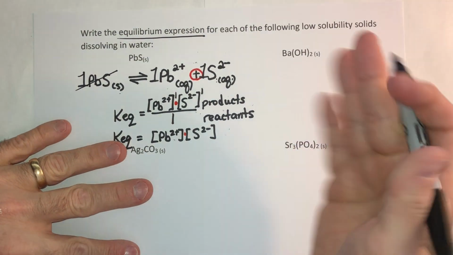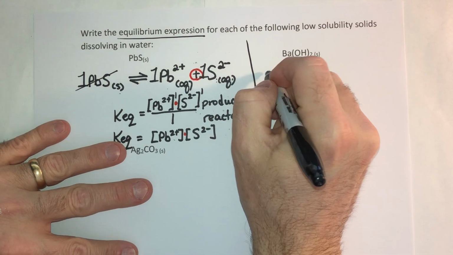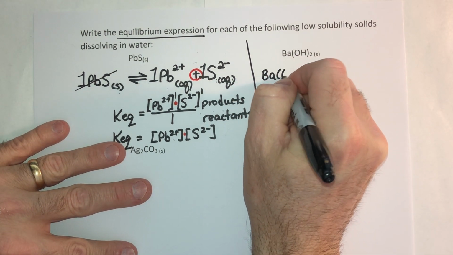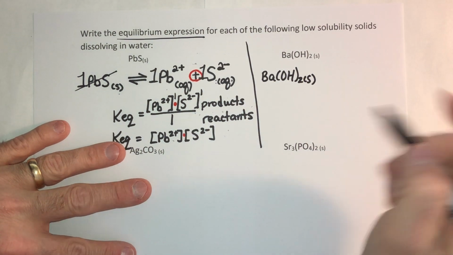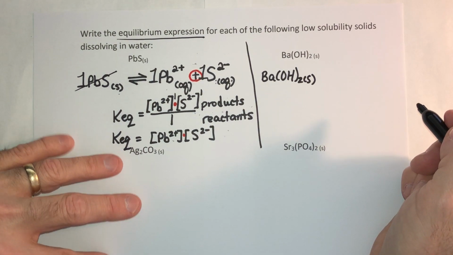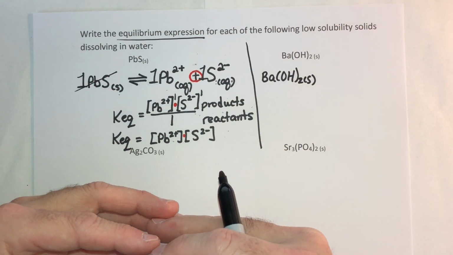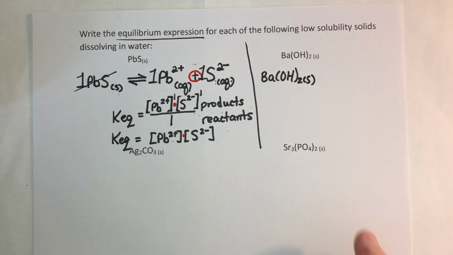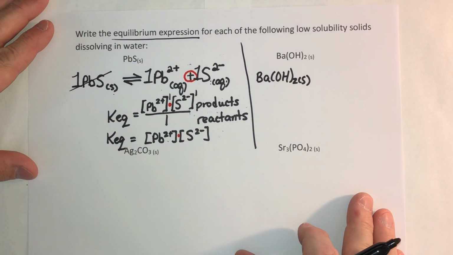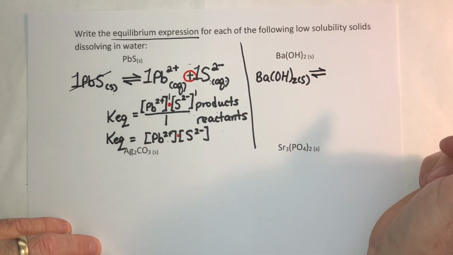All right, try the next one. You're going to take some barium hydroxide. Barium hydroxide hates water. But you're going to throw it in water anyway. The majority of it will sink to the bottom of your beaker as a lump of solid, but a little tiny bit of it will split up and form an aqueous solution. So let's show our equilibrium and let's split it up.